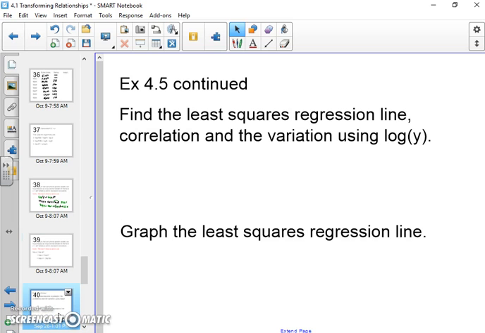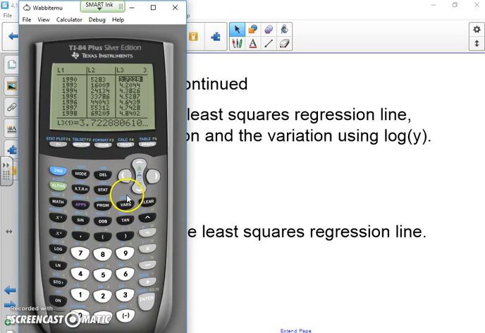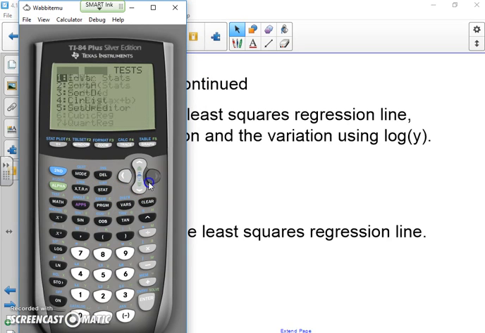Now, at some point, you are going to be asked to find the least squares regression line, so let's go ahead and do that on the calculator real quick. Remember, you go to Stat, Calc, A is the least squares regression line. I want to calculate that for the years and for log of y. So that's list 1 and list 3 for me. This is the years, and this is log applied to y.